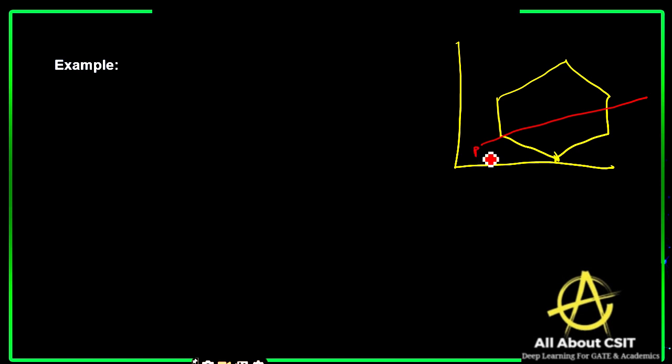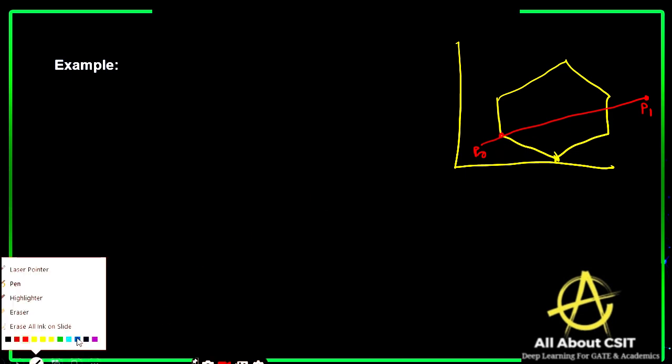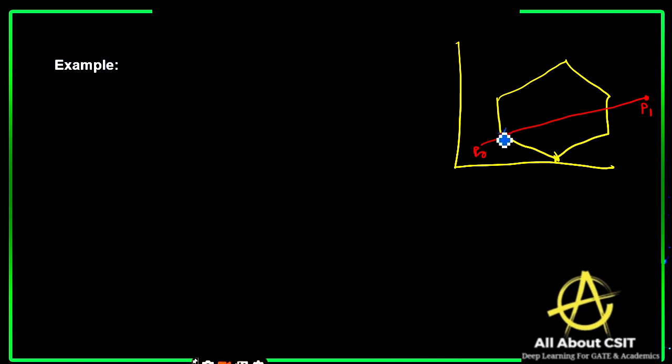Let's take P naught and this is P1. So what I have to do is find the intersection point. This point I need to find out, the intersection point. Let's take P naught values as -2 comma 1 and the P1 values as 6 comma 3. P naught is -2 comma 1 and P1 is 6 comma 3.